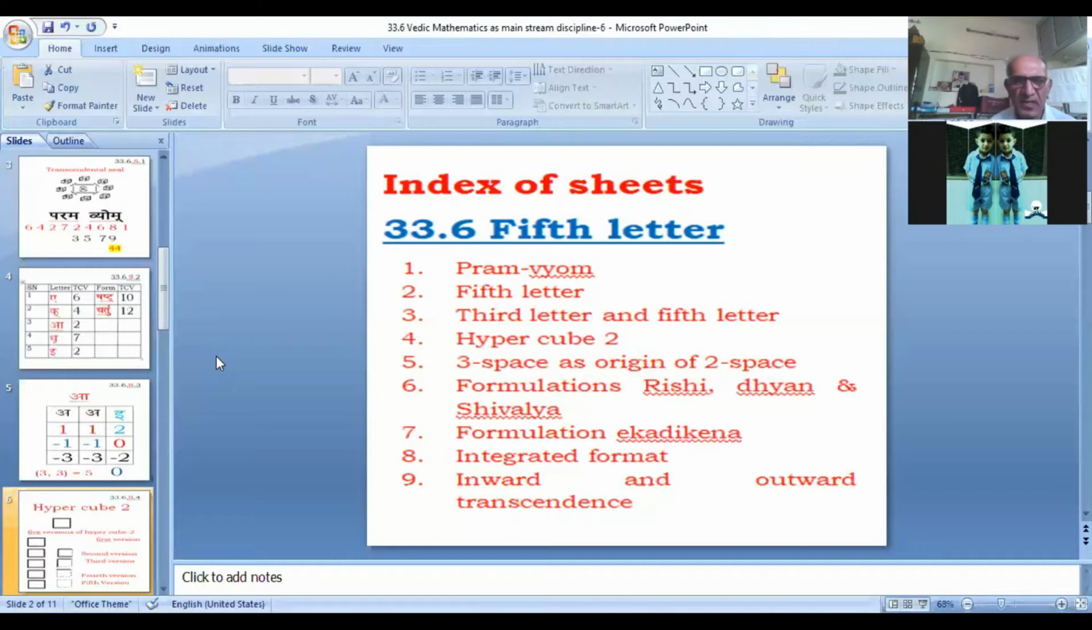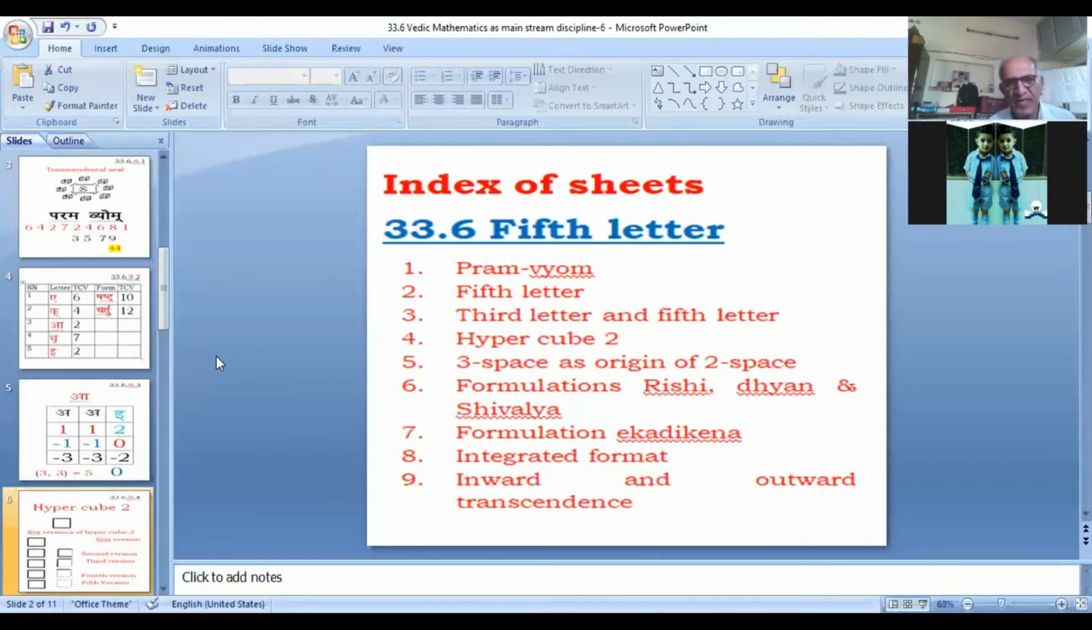The sixth phase will be concentrating upon the formulation of Rishi, Dhyan and Shivalya. Formulation Rishi is of TC value 12, which is parallel to the summation value of the TC values of the first three letters. The formulation Dhyan is of TC value 19, which is parallel to the summation value of the first four letters. And finally, Shivalya is the formulation of TC value 21, which is parallel to the summation value of TC values of all the first five letters.